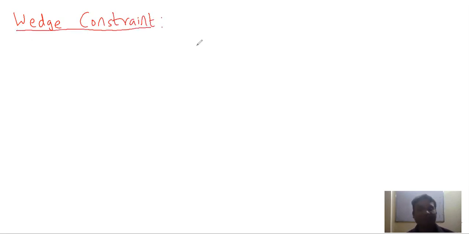Now let us look at our next topic, which is wedge constraint. As you know, wedge means inclined plane. So we want to study wedge constraint. That means we have to study the constraint motion equation with regards to the inclined plane. So let us see the concept first. In this case, let us first see normal constraint.